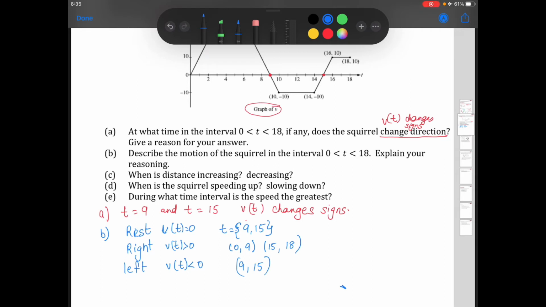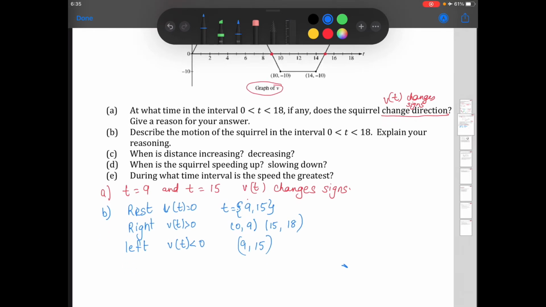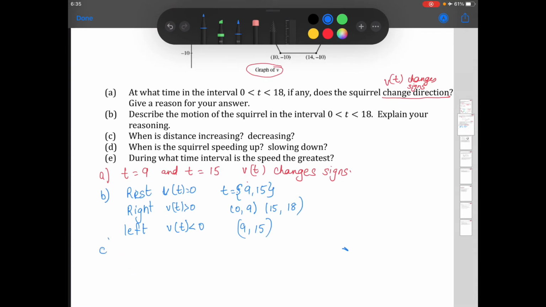Part C, when is the distance increasing and decreasing? So basically we're asking for the change in distance, which is basically asking for change in velocity, which is the same as part B. So I'm going to just write that down. Distance is increasing from 0 to 9 and 15 to 18, and decreasing from 9 to 15. Okay, part D. I'm going to take it here so that I don't have to slide it down.